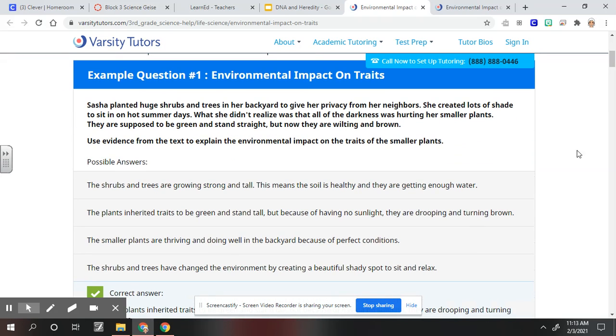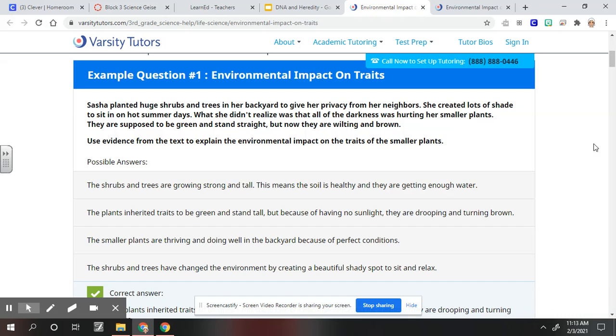So I've got some scenarios for you, and I want you to think of the different outcomes from the different vocabulary we just discussed. Sasha has planted some huge trees and shrubs in her backyard to give her privacy from her neighbors. She ended up creating a lot of shade to sit in on hot summer days, which is great. What she didn't realize was that all of that shade was hurting her smaller plants. They aren't able to reach up and get that sunlight. They're supposed to be green and stand straight, but now they're wilting and brown.